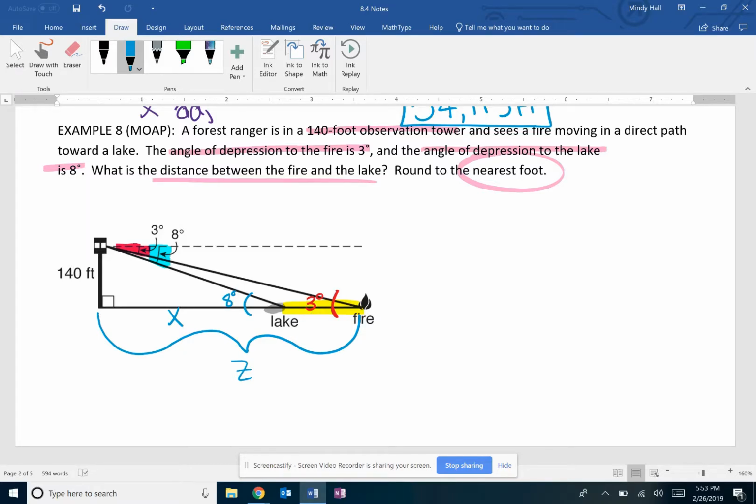So starting off, we'll just do it with the z. So we're going to first find the distance to the lake. So just looking at that little triangle, I have 140, an x, and an 8 degrees. So that means I'm going to be using tangent because I have my opposite and my adjacent. So let me get rid of my little picture. We have tangent of 8 equals 140 over x.